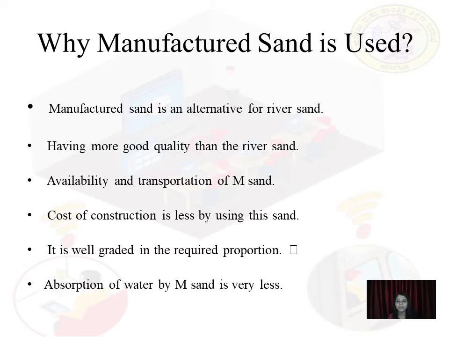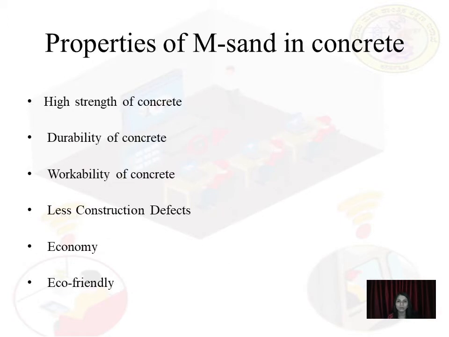It is recommended to use this crushed sand, and it is an economical and eco-friendly natural alternative to natural sand. Because of all these advantages, it is the best thing to replace the river sand with M sand. Hope you understood why this manufactured sand is used. Next, we'll move on to properties of M sand in concrete.